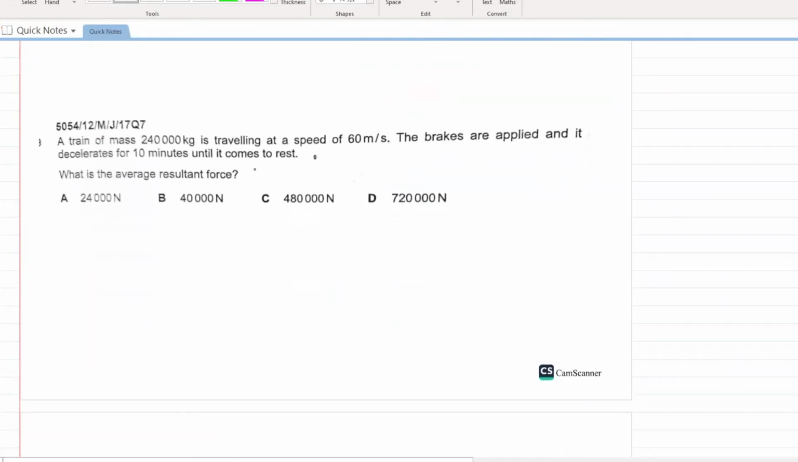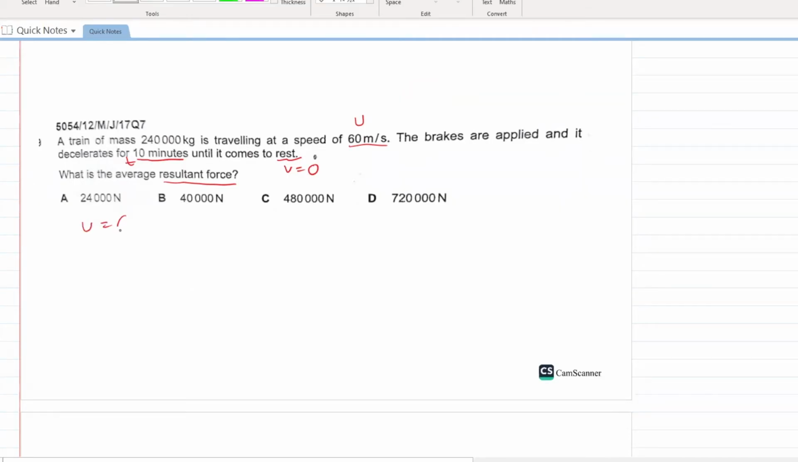A car of mass 240,000 kg is traveling at a speed of this. The brakes are applied and it decelerates for 10 minutes until it comes to rest. What is the average resultant force? Very, very easy. What is your initial speed? 60. What is your final speed? 0. What is the time taken? 10 minutes. Can you calculate the deceleration?